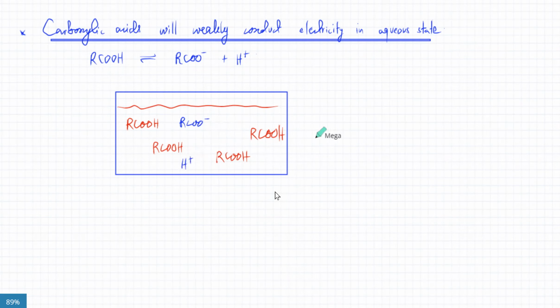So remember what is meant by a weak acid. A weak acid is the one that doesn't fully ionize. So most of them would remain intact. Very few of them would be breaking down. So few ions are produced.